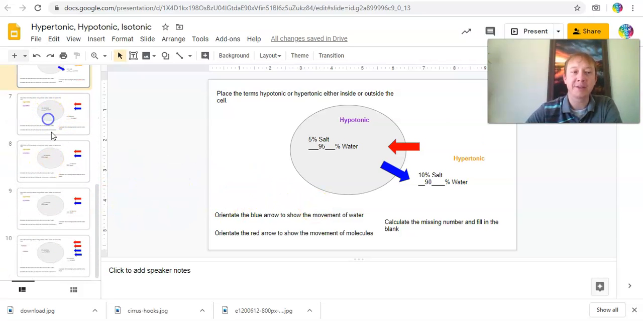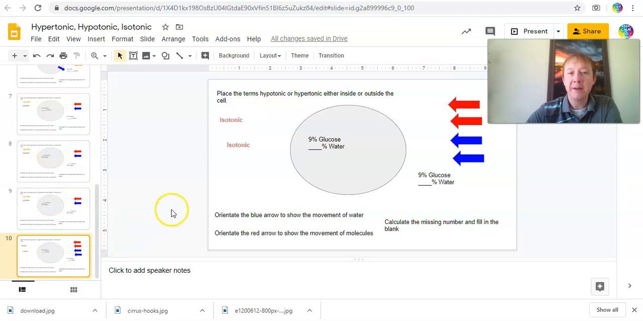You'll continue with pages 7, 8, 9, and 10. If you notice, page 10 works a little differently because it's isotonic. Isotonic means it's equal. One of the key things about isotonic is that the parts are still going to move, but they're going to move equally. That's why you have more arrows, because there are red arrows going in and out. They're basically exchanging back and forth.